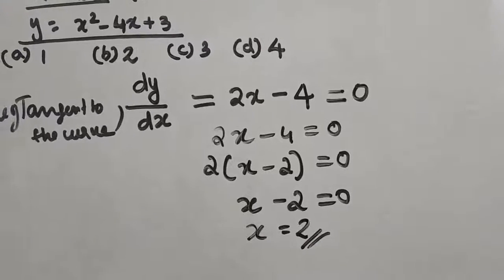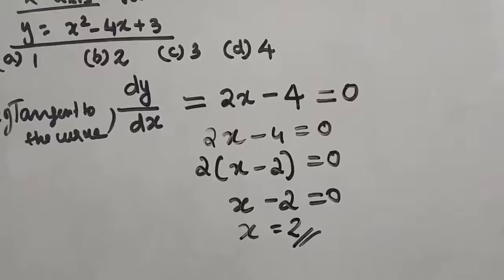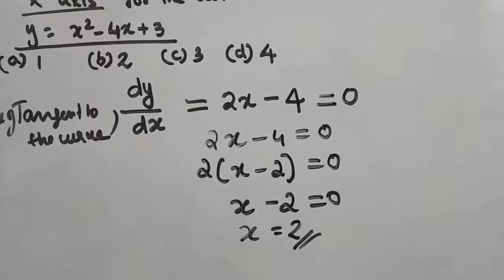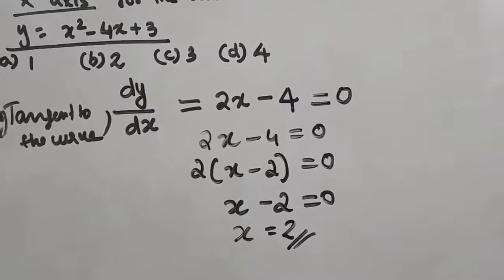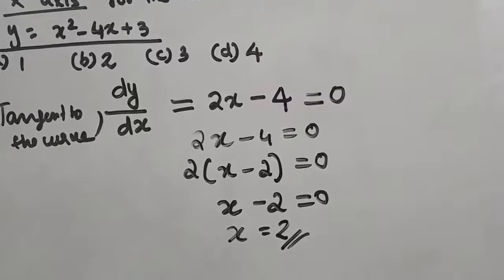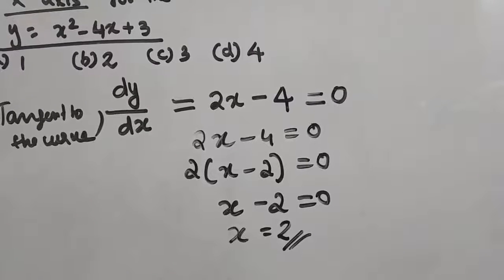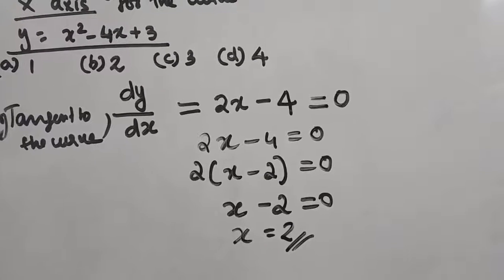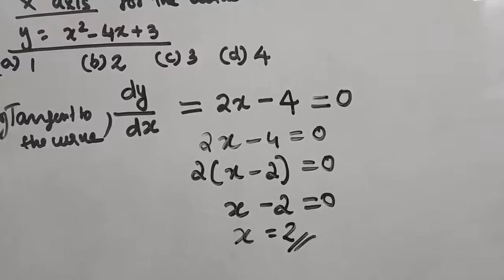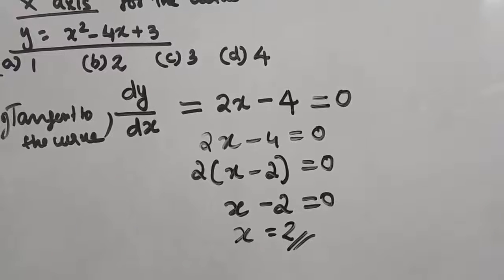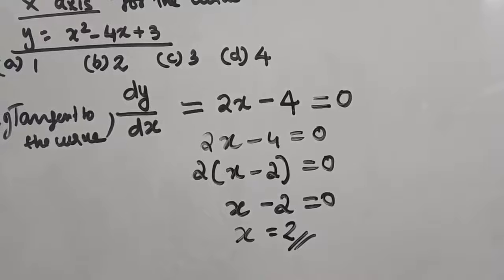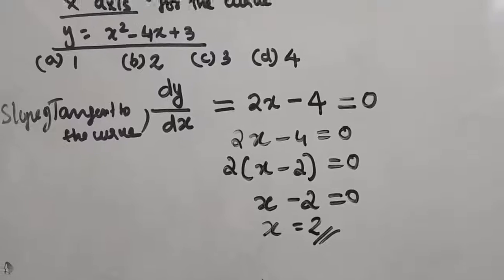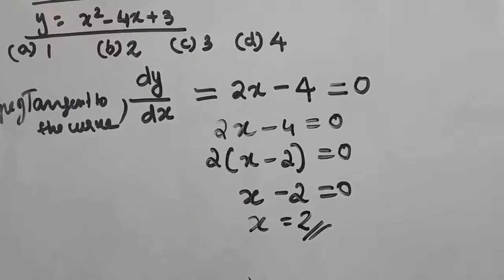So how many tangents are parallel to x-axis for the curve y is equal to x square minus 4x plus 3? What is the answer? Answer is option A, that is only one tangent, because we got x equal to 2. So x equal to 2 means it is the equation of tangent, isn't it? So for the given curve only one tangent is possible, that is x is equal to 2. So the answer is option A.